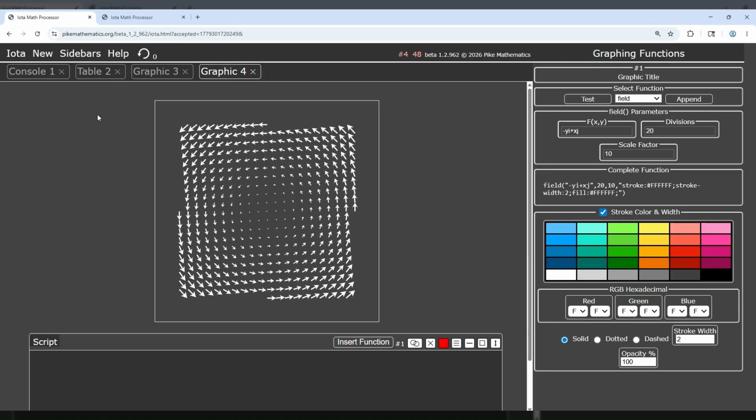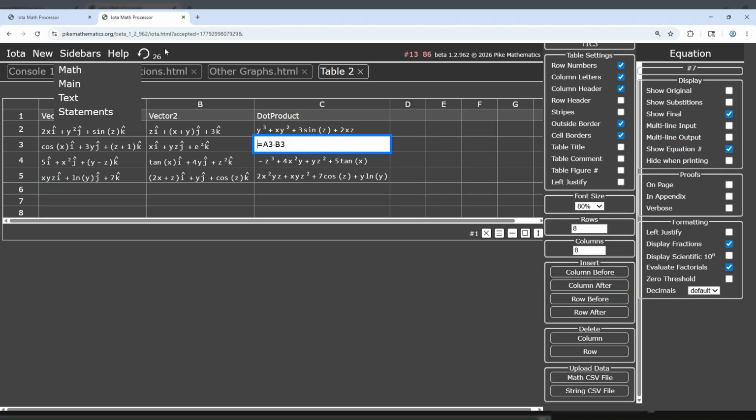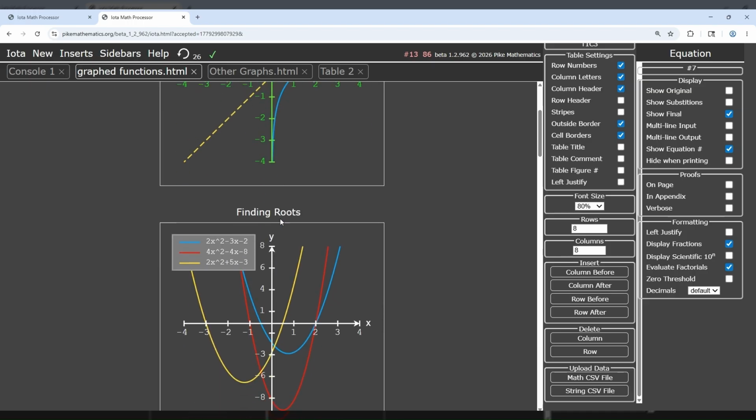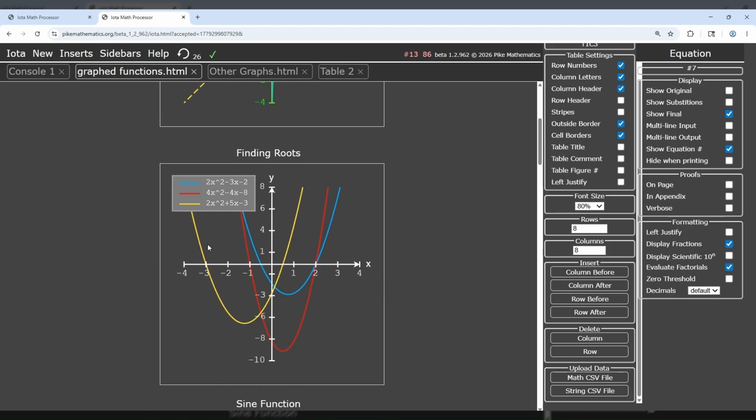We have a number of other graphics I'd like to show you that I've already previously graphed, and I'll quickly run through those. Here's a graph of e to the x, a graph of the natural log of x, and I threw in this dotted line here because that's basically the axis that you can reflect these two functions around, given that they're both inverses of each other. You can also graph polynomials in Iota. What's cool about graphing polynomials is if you want to find the roots, you look at where the polynomial crosses the x-axis, and those are your roots to that particular polynomial.